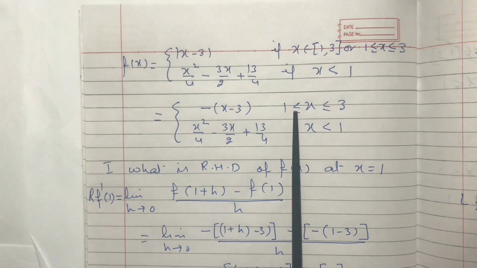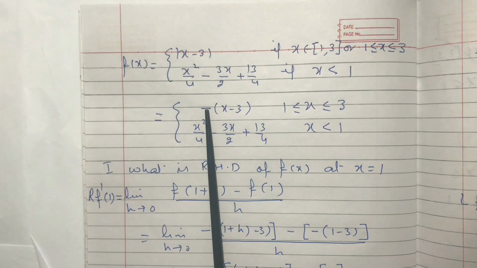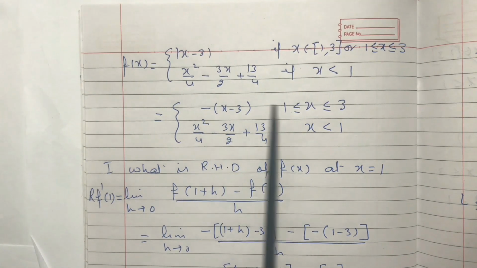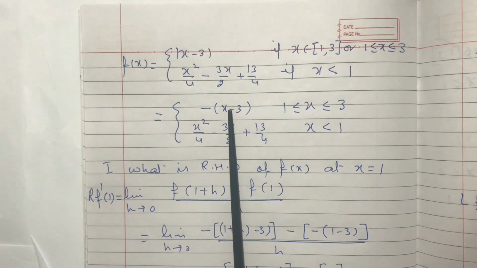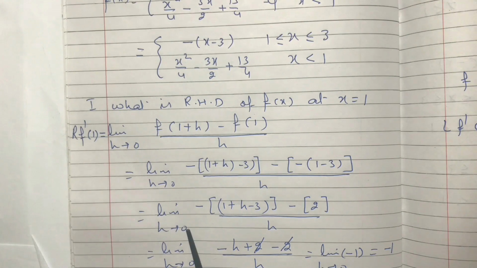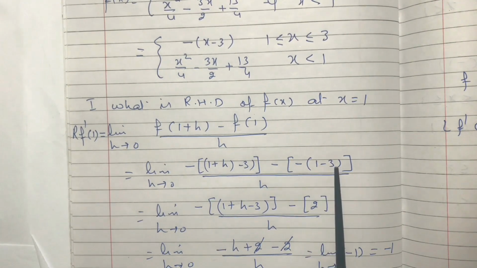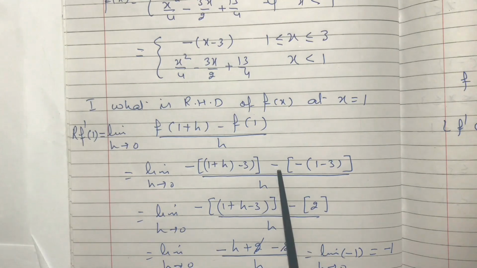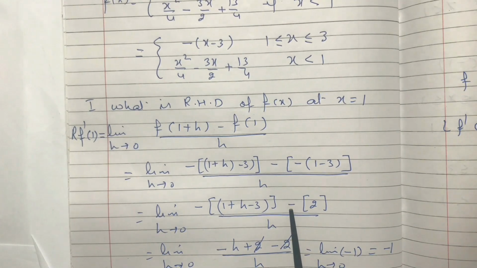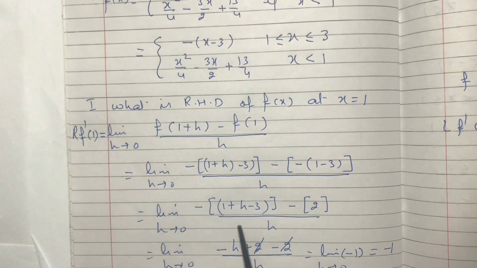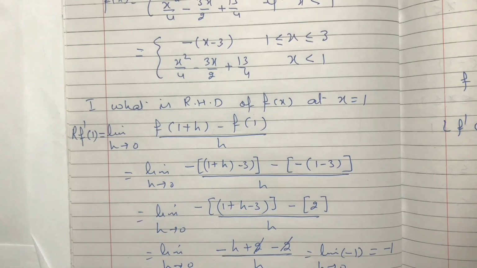And x is equal to 1. Again this function is taken. So for x is equal to 1, you will take this function. Now limit h tends to 0. This is minus 1 plus h minus 3 and this becomes 2, and here this minus comes here. So limit h tends to 0, this is minus h plus 2 minus 2, that is equal to minus h upon h, that is equal to limit minus 1 as h tends to 0, that will come out to be minus 1.